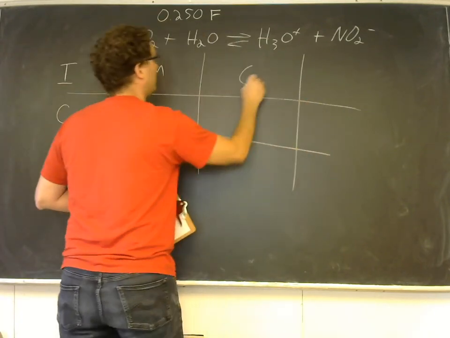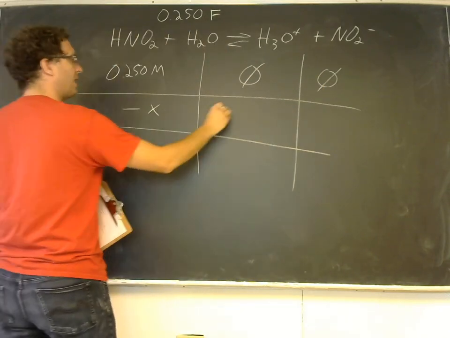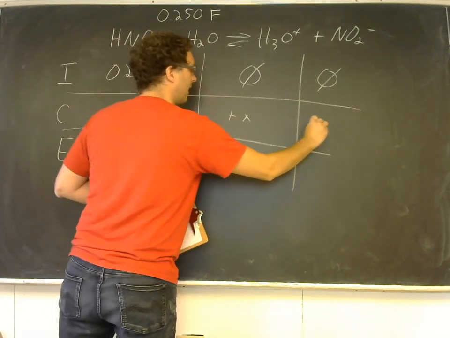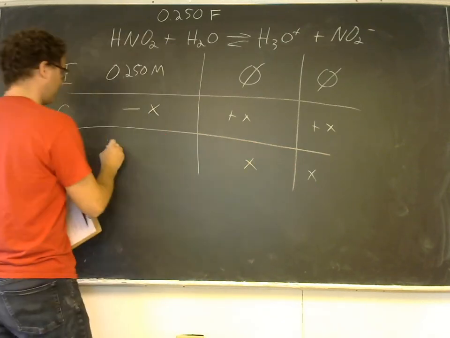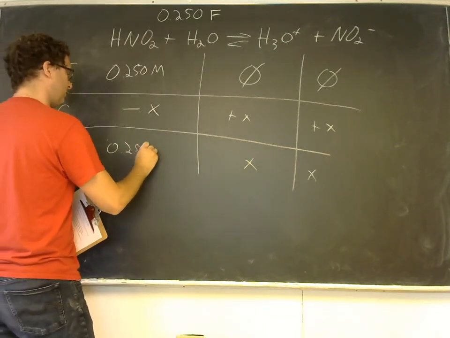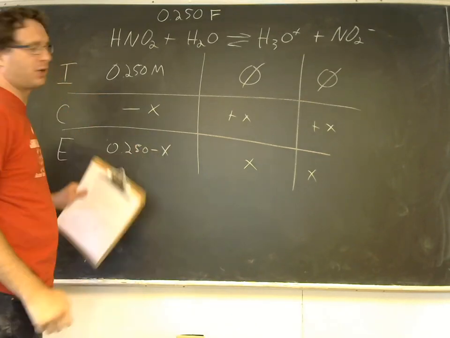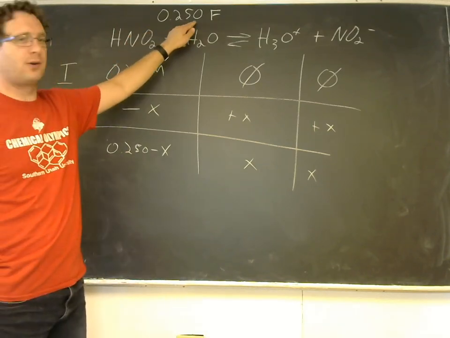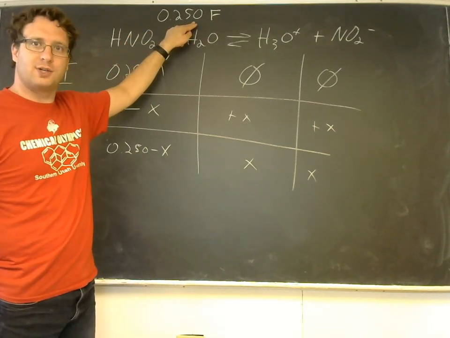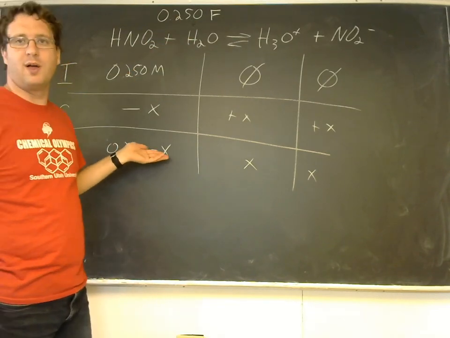We'll set these starting at values of 0. There's going to be a minus x, plus x, and plus x. So we'll have x, and we'll have 0.250 minus x is the molar concentration of HNO2. So do I really have a 0.250 molar solution of nitrous acid? No, it's something less than that, and we don't even know what the value is less than that.